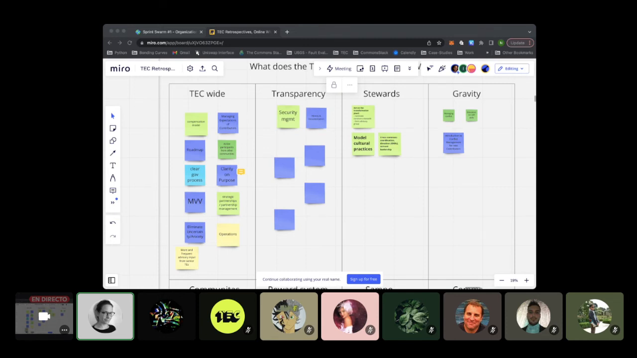Often the working groups would be complementary to that work, but that small group of commons stewards would be responsible for coordinating, and also for making sure that the TEC is meeting key goals every quarter.